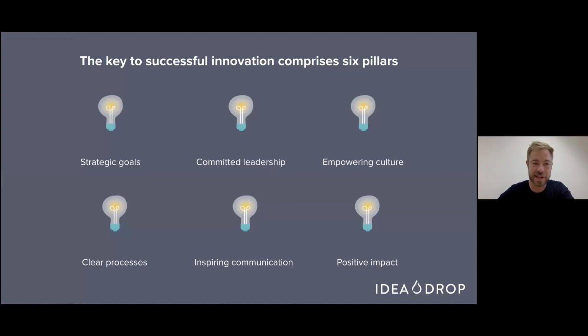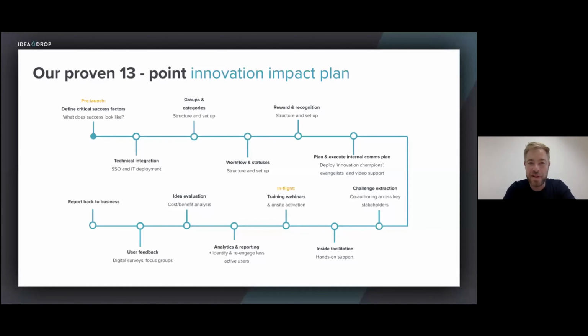We break innovation down into a number of pillars: strategic goals, committed leadership, empowering culture, process, communication, and impact. We're on number 4 of 6 at the moment, which is about the processes you need to put in place. If you haven't been able to make the previous sessions, just email me or one of the team and we can supply the webinars.